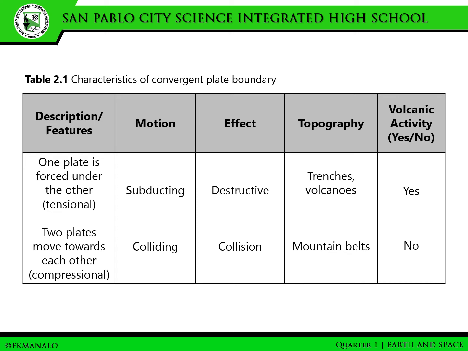On the other hand, compressional convergent boundary occurs when two plates move toward each other. The motion is colliding and the effect is collision. This commonly happens between two continental plates. Subduction ceases, thus no volcanoes are formed, only mountain belts. Compressional plate boundary is not associated with volcanic activity.